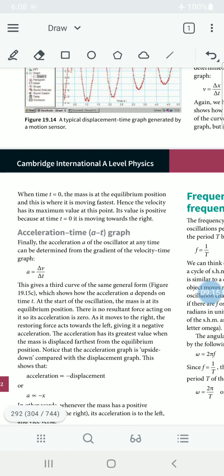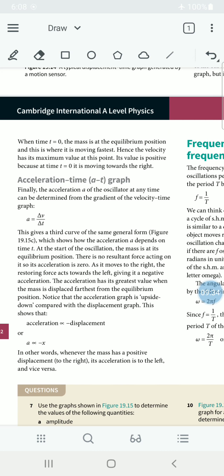When time t equals 0, the mass is at the equilibrium position, and this is where it is moving fastest. Hence the velocity has its maximum value at this point. Its value is positive because at time t equals 0, it is moving towards the right. So right is positive. That is what we take.